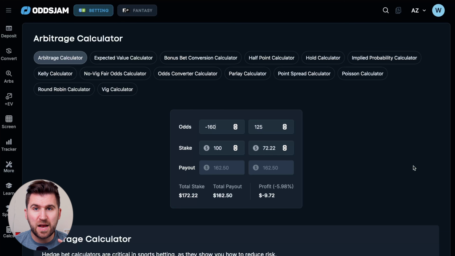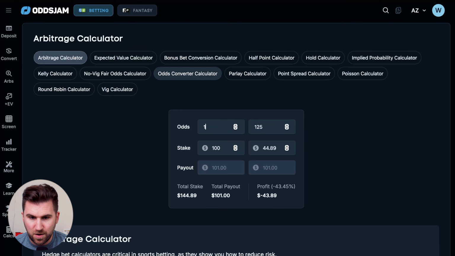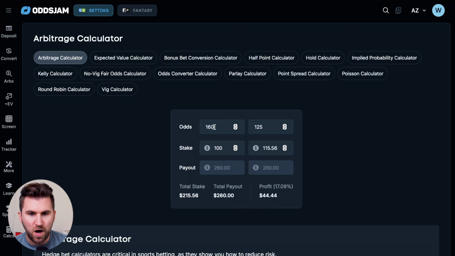play. Understanding the combination that's going to work for you when you're arbitrage betting is key for your success, especially when you're live arbitrage betting. So minus 160 odds on the over, plus 125 odds on the under for a play is going to be a negative arb. But on the flip side, if we have plus odds numbers for both the over and the under, you could see that this is over a 17% return.